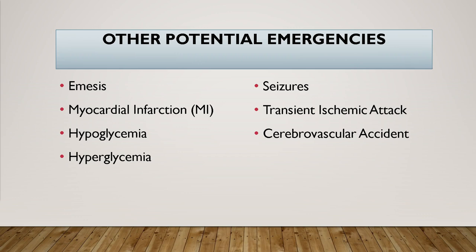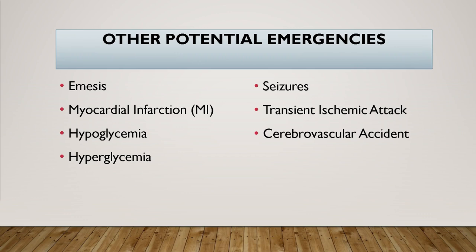Myocardial infarction, or MI, is a term for heart attack. Hypo or hyperglycemia is associated with diabetes. Hypoglycemia is low blood sugar. Hyperglycemia is high blood sugar. Seizures can vary in severity, with some being just staring out into space, to others being full-body convulsions.